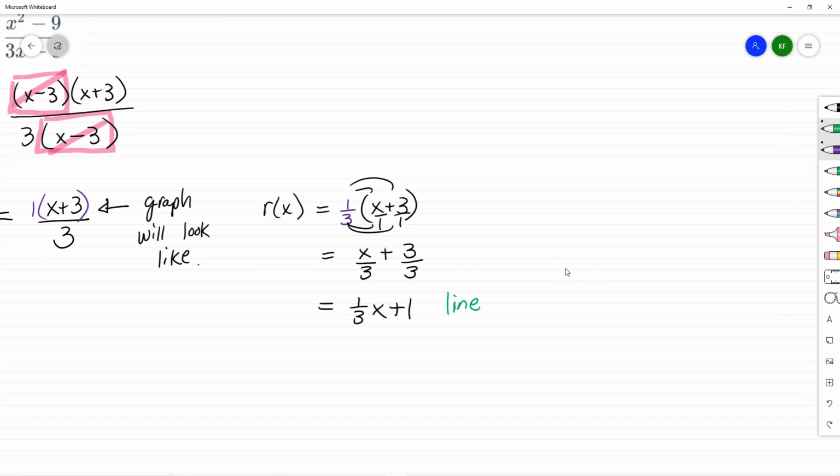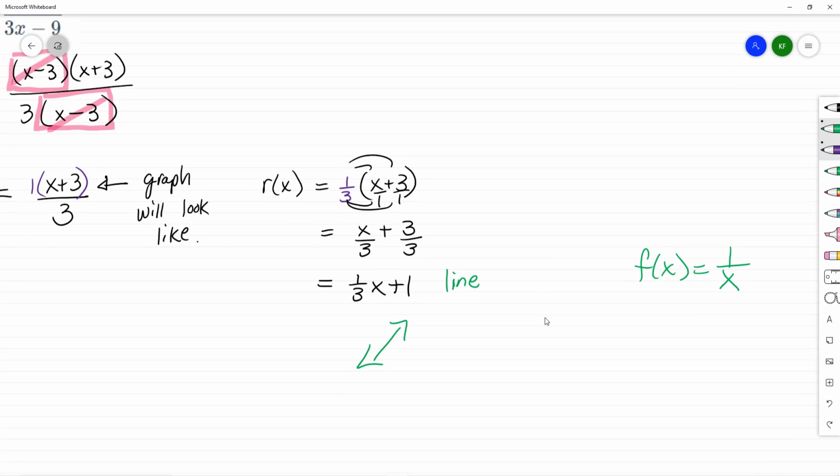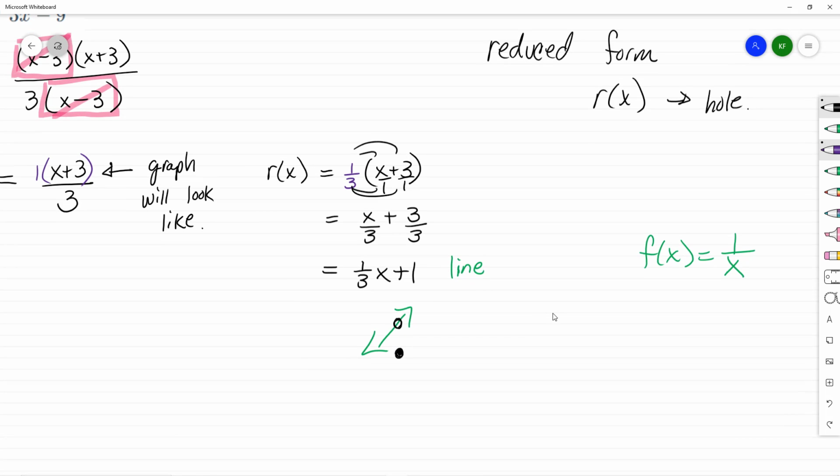It's still a rational function, because we have a fraction. But the actual graph looks like a line. This is why we need to understand how to reduce. So it's not f of x equal to 1 over x. The reduced form helps us find the holes in the graph, and we've seen some of those in previous exercises you've done. Then we have maybe a little dot on the outside, but the goal here is to use the reduced form for the hole.